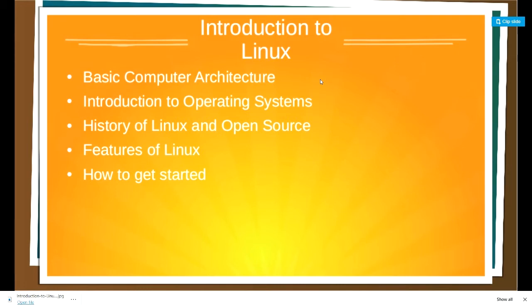Last time, since I wasn't busy, I was able to discuss Linux versus the Windows OS. Now, we'll go to the introduction to Linux.